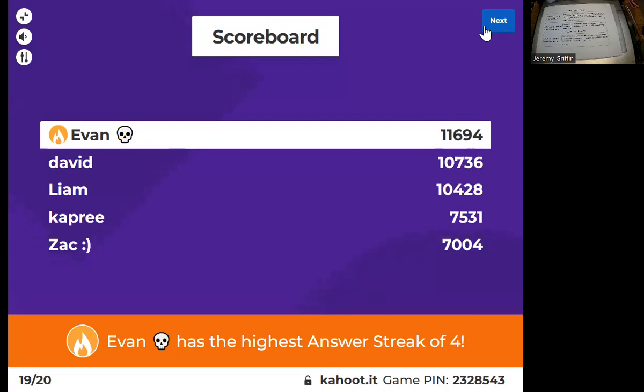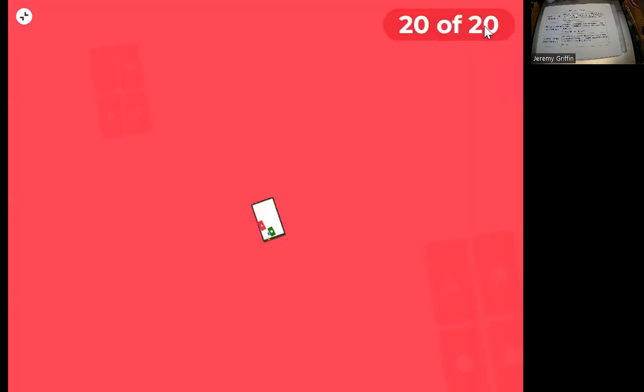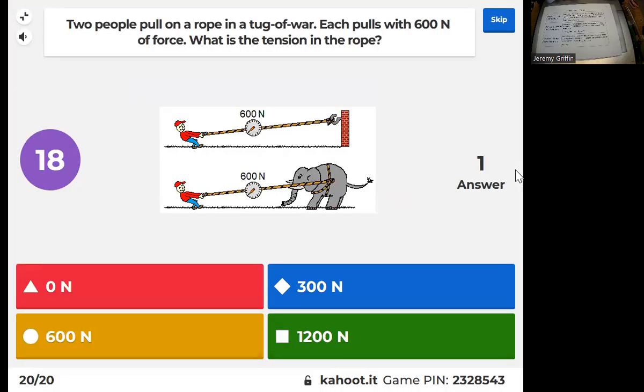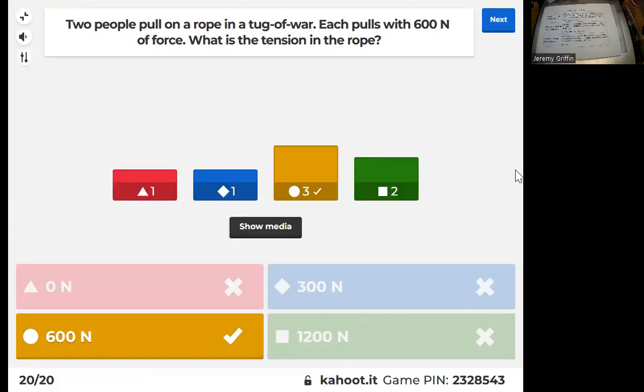You've got Evan on fire, David, Liam, Capri, Zach. One and two. Last question. Two people pull on a rope in a tug of war. Each person pulls with 600 newtons of force. What is the tension in the rope? 600 newtons. All right. Three of you guys got that. If everybody's pulling 600 newtons, the tension in the rope is 600 newtons.